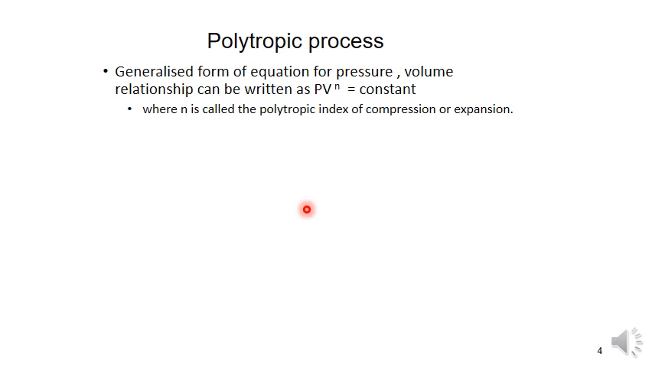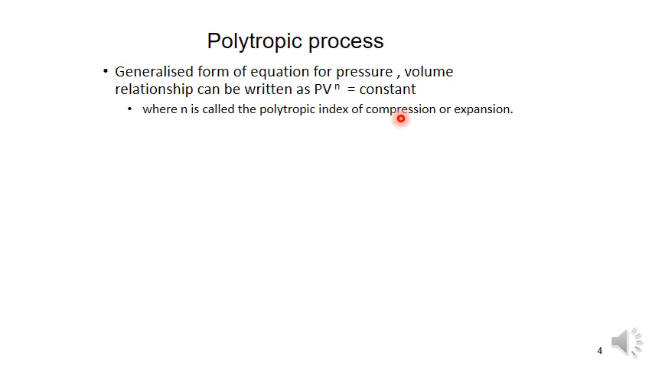The general form of the equation for the pressure-volume relationship can be written as PV power n is equal to constant. In the adiabatic process we write PV power gamma is equal to constant, whereas in the polytropic process we write the relation between pressure and volume as PV power n is equal to constant. Here n is called the polytropic index for the compression or expansion.